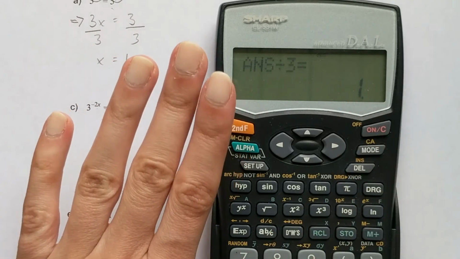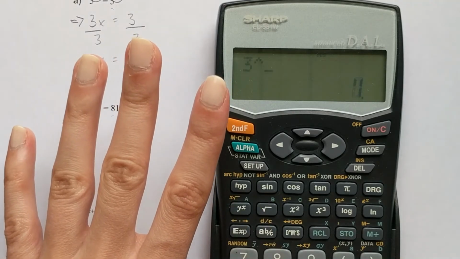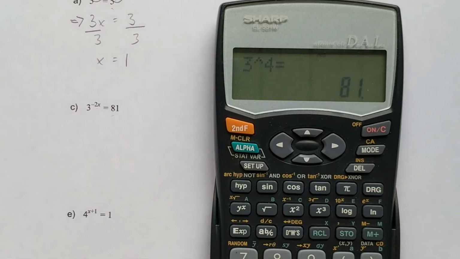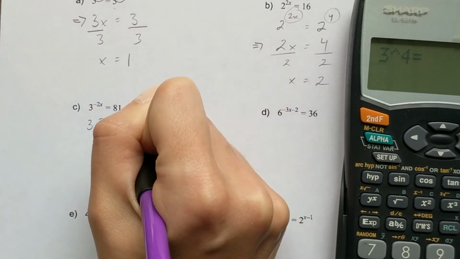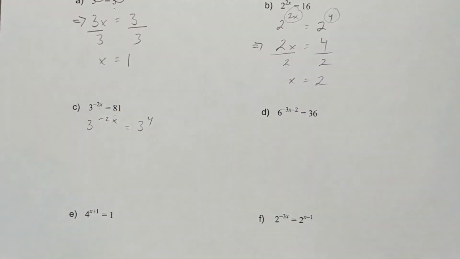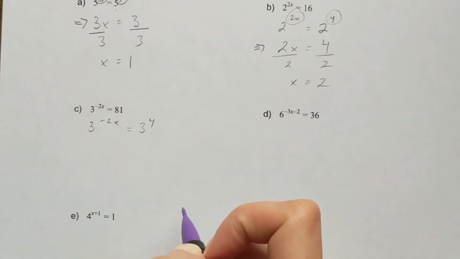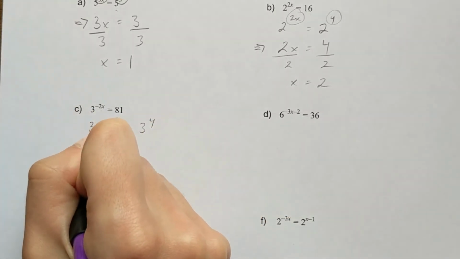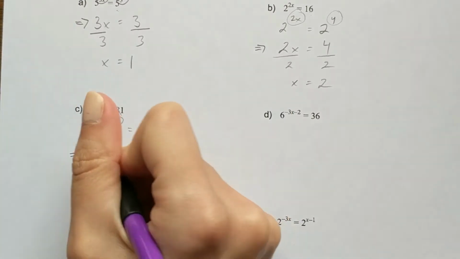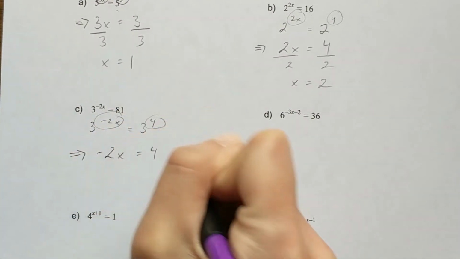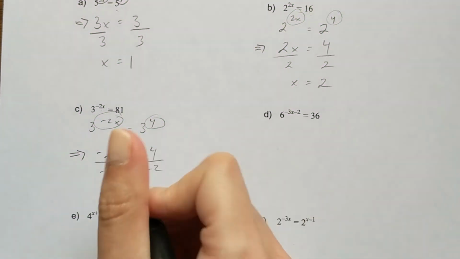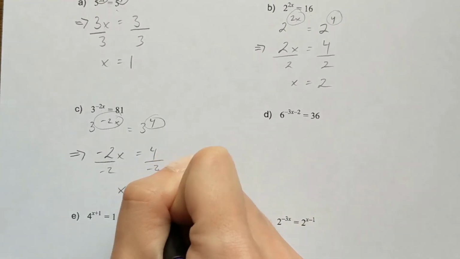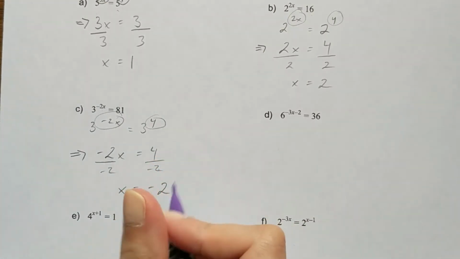That's 4. I can double check: 3 to the power of 4 equals 81. So I can go ahead and rewrite my problem now. 3 to the power of negative 2x is equal to 3 to the power of 4. I can jump to only looking at my exponents. It gives me negative 2x is equal to 4. I divide both sides by negative 2. 4 divided by negative 2 is negative 2. So my answer is x is equal to negative 2.